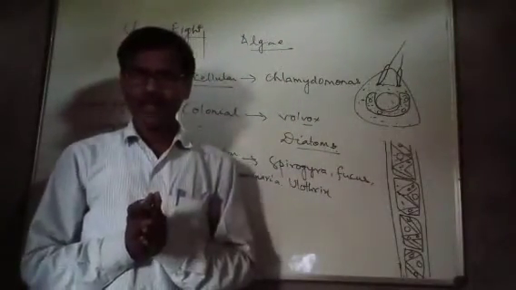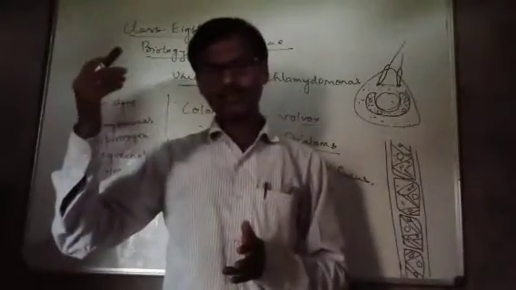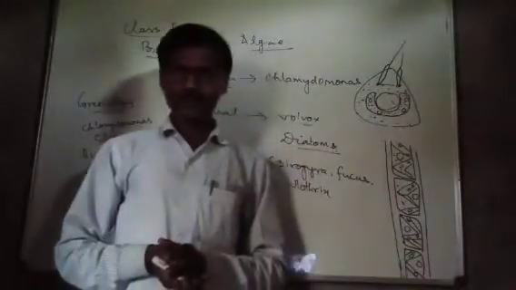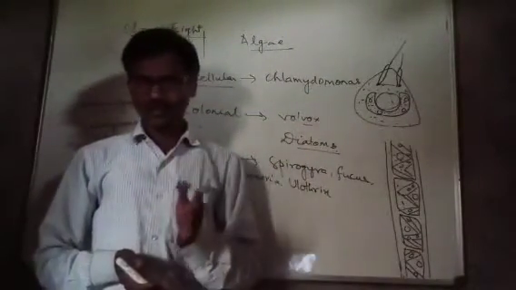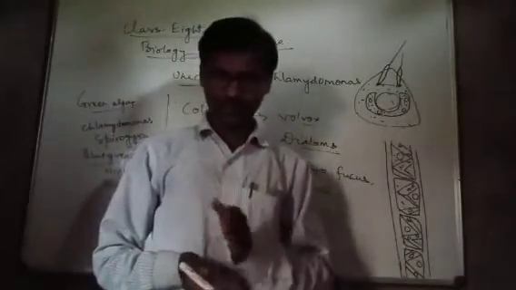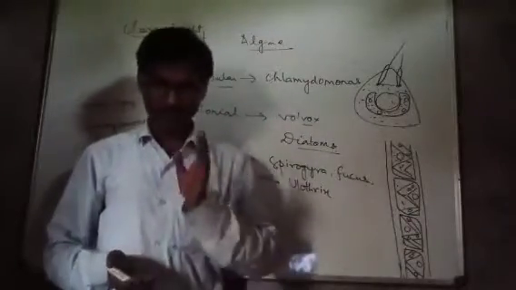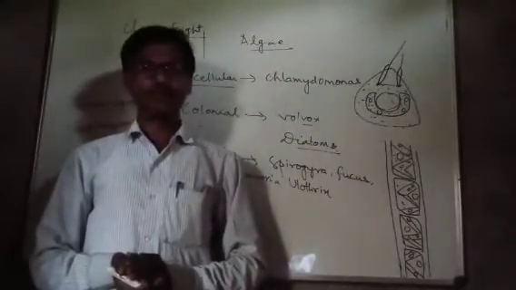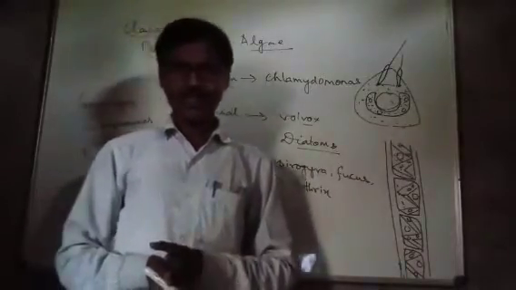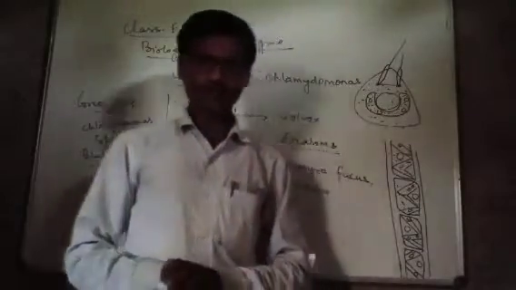Algae range from simple unicellular to complex multicellular types. The multicellular algae form filaments, made by cells placed one upon another, called filamentous. Algae are unicellular, single celled, and also multicellular filamentous type.